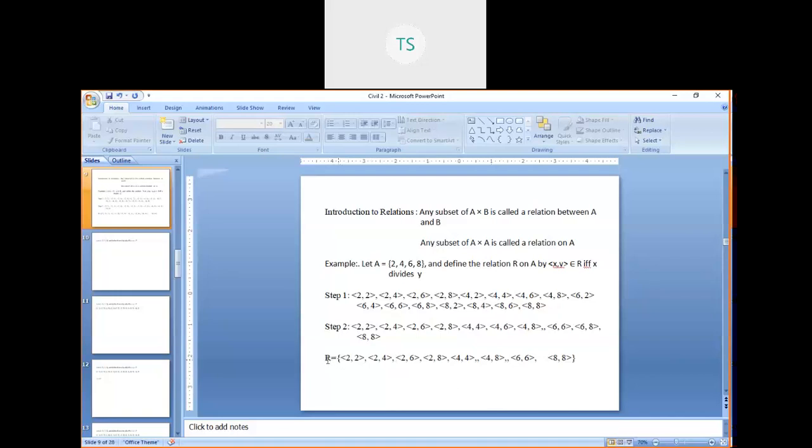So, relation R is equal to curly bracket and the ordered pairs 2 2, 2 4, 2 6, 2 8, 4 4, 4 8, 6 6 and 8 8. So, to complete your answer, you have to write R and don't forget to write the ordered pairs in between this curly bracket. Then only you will get the full marks. Is it clear?